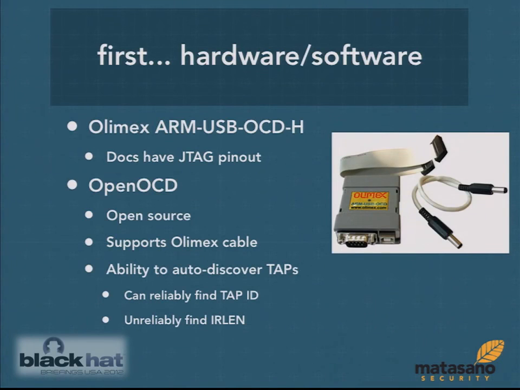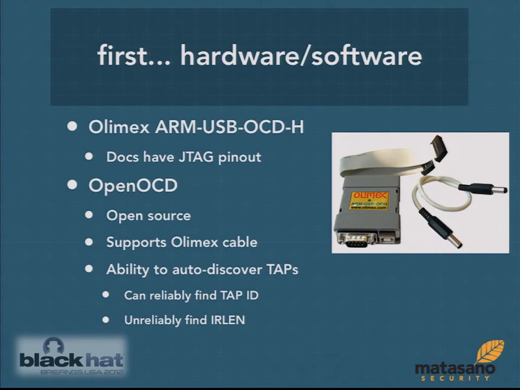So the first thing I had to do was find a JTAG cable that I could use. I ended up purchasing this Olimex ARM USB, which had serial and USB capabilities. I bought it on a whim just because it was $50. And then I used OpenOCD software. It was open source, and it supports the cable that I had purchased already.